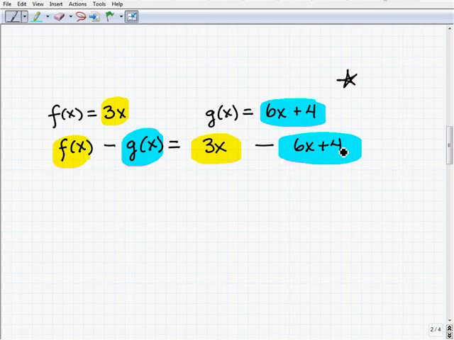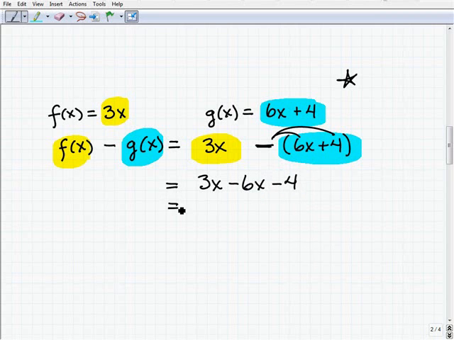What you have to do, and this is the same thing as when you're dealing with polynomials, you have to group what you're going to be subtracting. Now why is that? You must have parentheses. It's because you have to distribute this negative sign, this difference operator, to both terms. So this is going to be 3x minus 6x minus 4. Now we combine like terms. We have negative 3x minus 4. So that is the correct answer. That's the difference of those two functions.